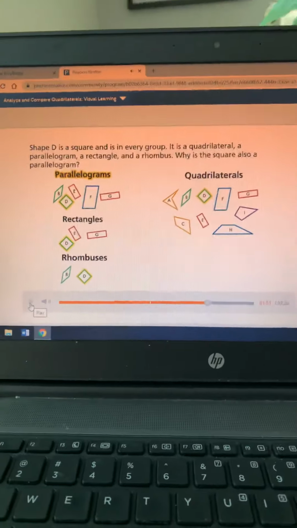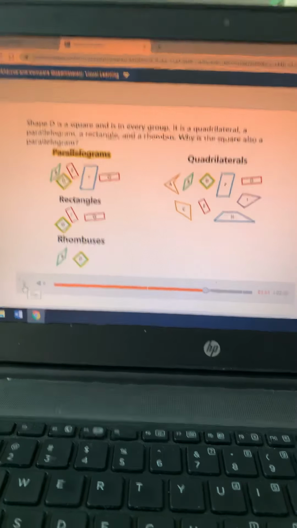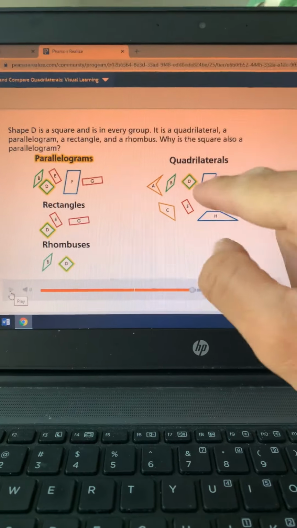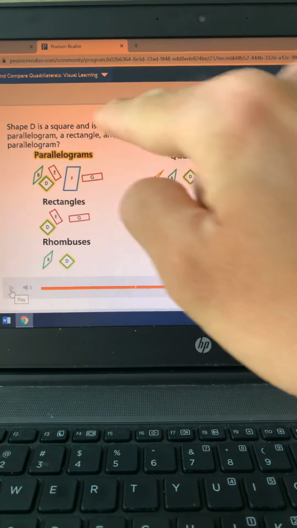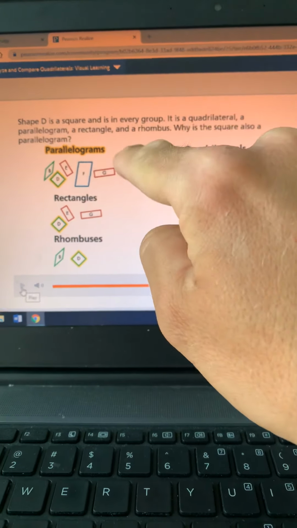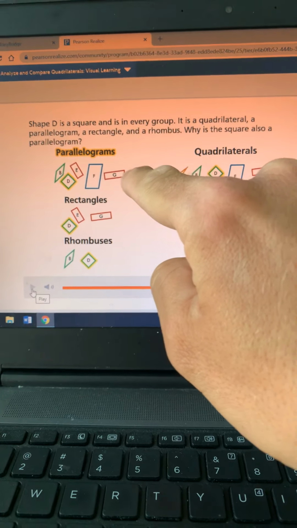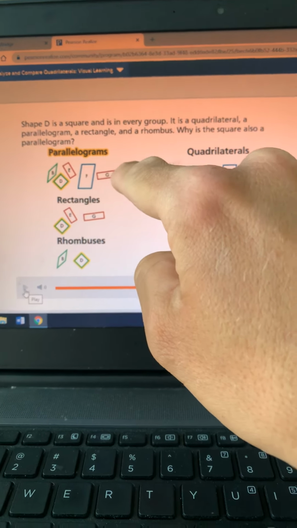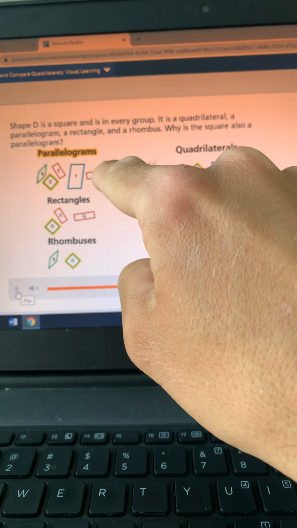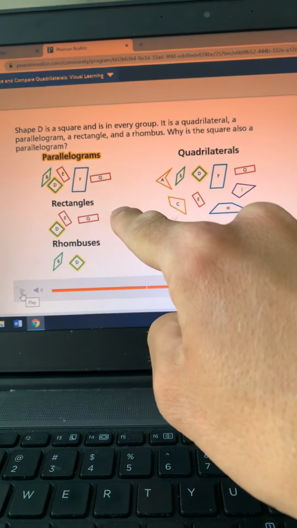All right, so you guys might be confused on this. The big group is quadrilaterals. It breaks down into smaller groups. These smaller groups are parallelograms, rectangles, and rhombuses. Parallelograms is the second biggest group. And then we break down the parallelograms because some parallelograms could be rectangles too. Not all of them, but some of them could be. They break down to here.